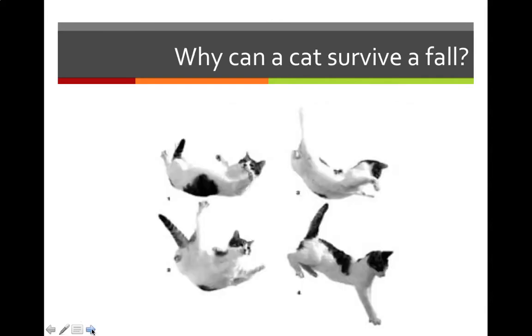Why can't a cat survive a fall? Of course, they make use of terminal velocity and air resistance, so they say a cat can land off really high heights and not die. Of course, they turn themselves into a kite, and this is sort of a little vision of what a cat looks like in free fall before they land.